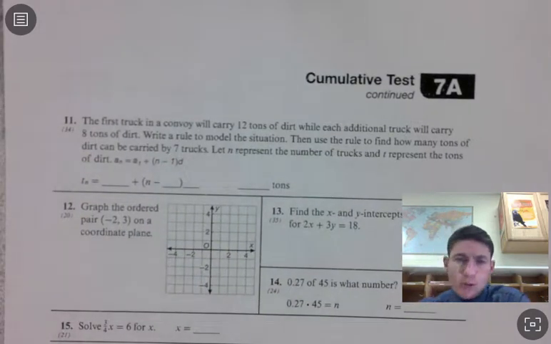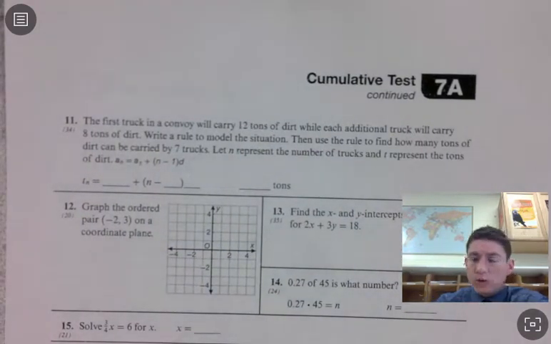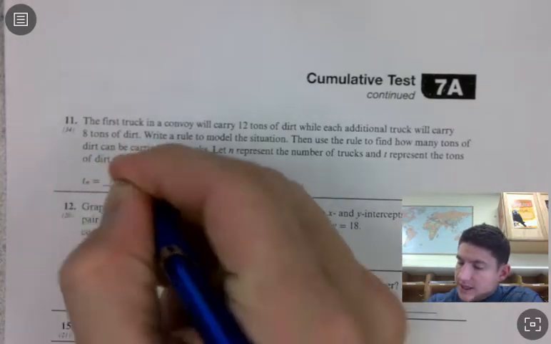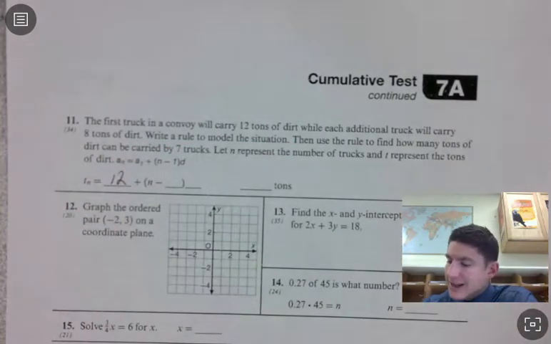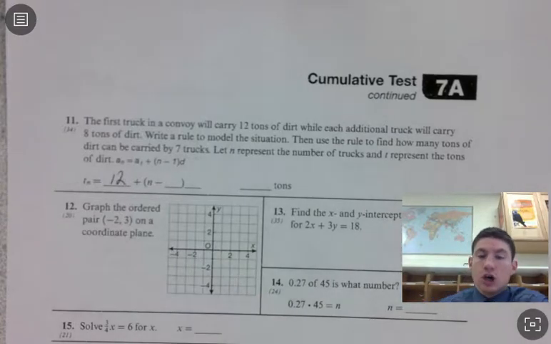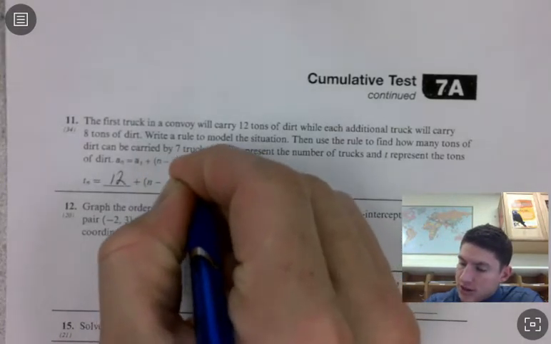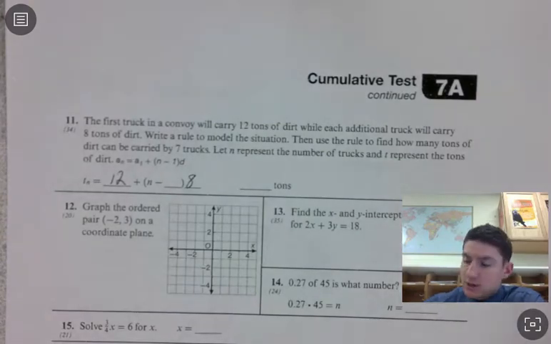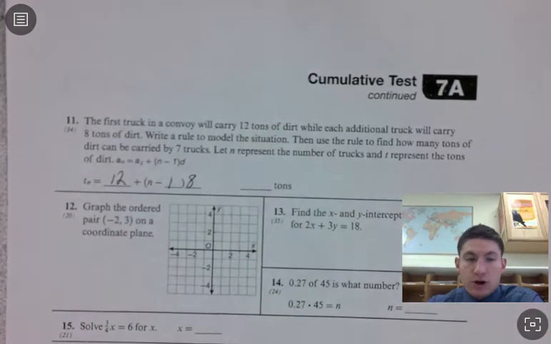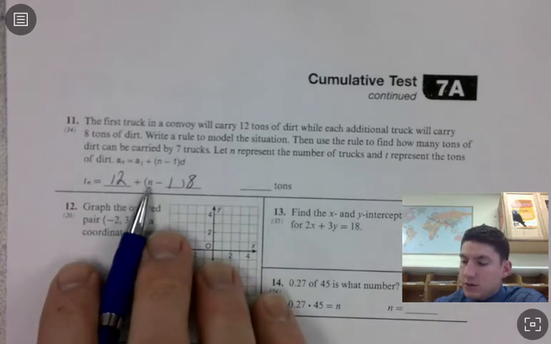So to fill this in appropriately, we're first going to say that the first truck can carry 12 tons because that's term 1, that's A1, and then each additional truck can carry 8 tons. So the common difference, it's going to go up by 8 each time, goes into this value right here. And you would say that this is n minus 1 to complete your arithmetic sequence. And now, what is the value when this n value equals 7?